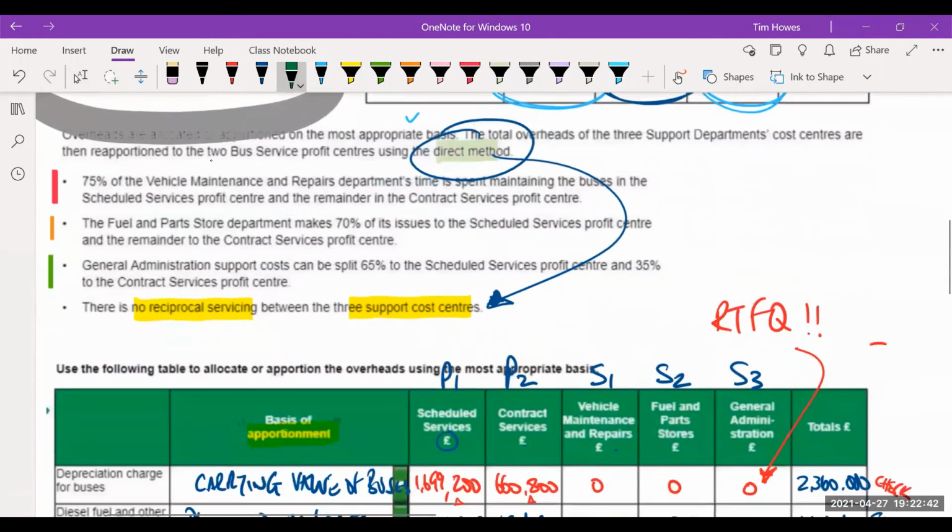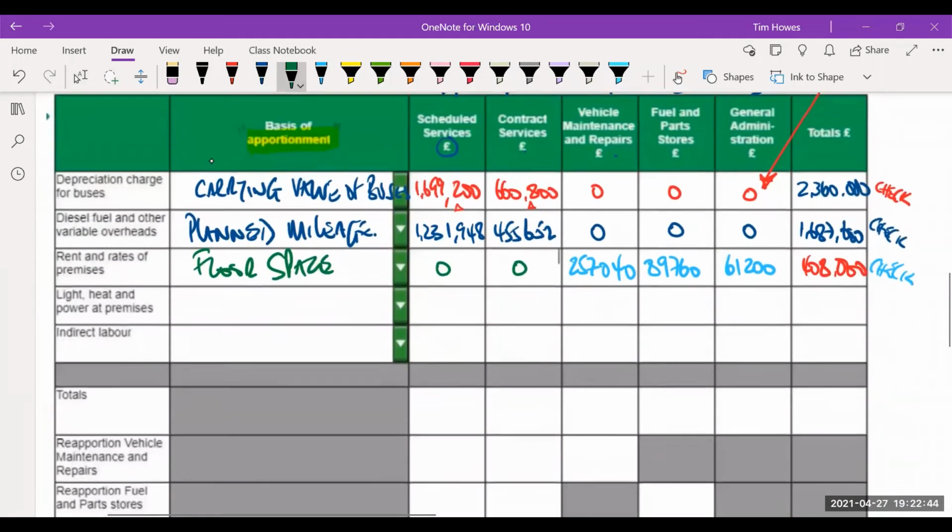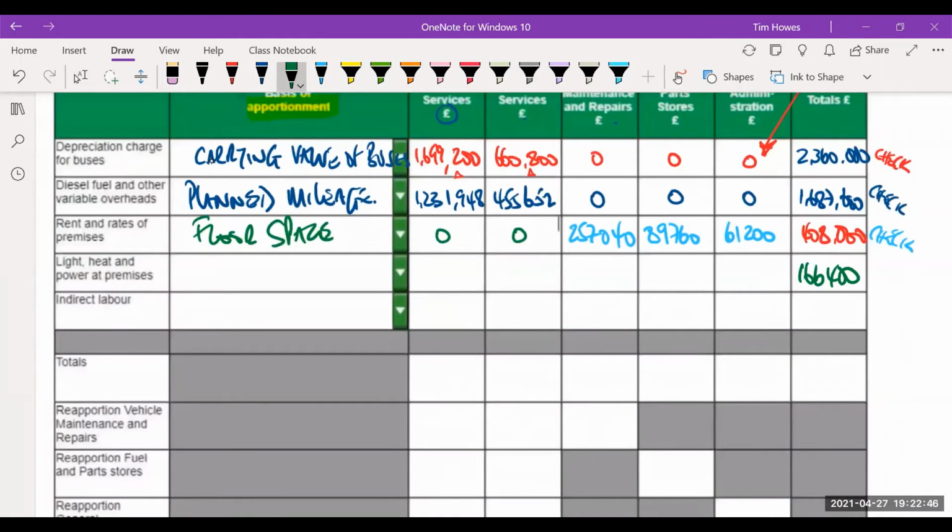166,400 is the light, heat and power. So 166,400. You will be provided with stuff for scribbling in. You can't take anything in with you though, Ramesh. So you shouldn't be taking anything in which could in theory conceal notes and stuff like that. But if you ask for rough paper, you'll get some rough paper to scribble on. We will at our exam centre anyway.